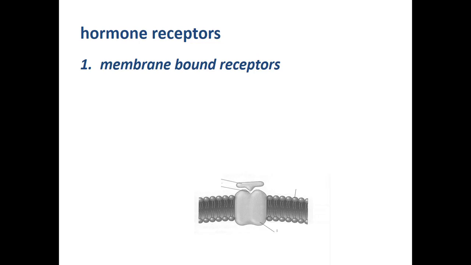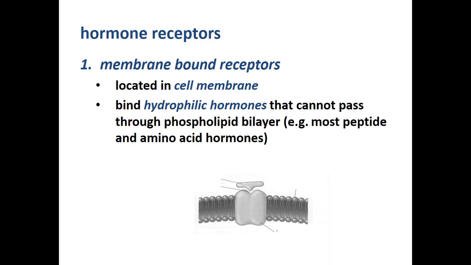So hormones are released into the blood. They circulate to target tissues, and when they reach a target tissue that has a receptor for that hormone, they will interact with these receptors. And hormone receptors fall into two basic categories. There are the membrane-bound receptors, which sit on the surface of the cells. So these are located in the cell membrane. These kinds of receptors bind hydrophilic hormones. So these are the receptors that interact with water-soluble hormones that circulate freely in the blood. Most peptide hormones and amino acid hormones would work through membrane-bound receptors.